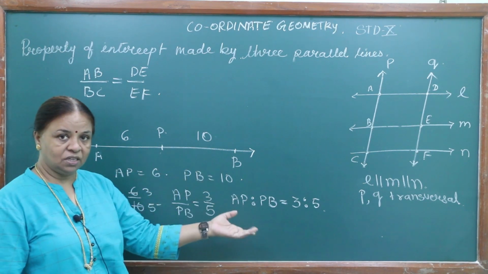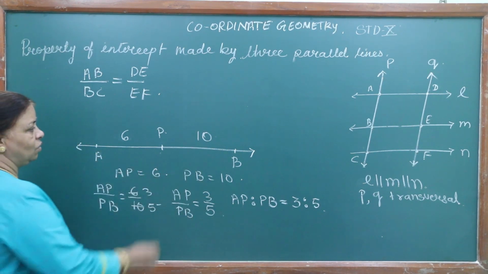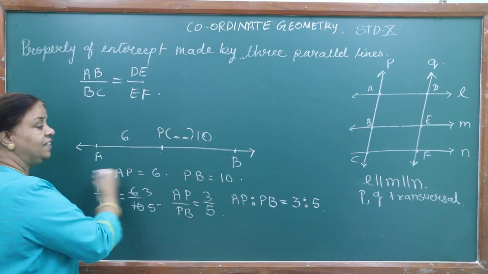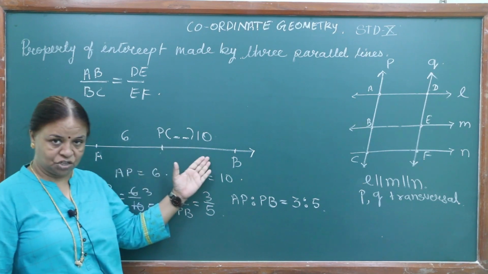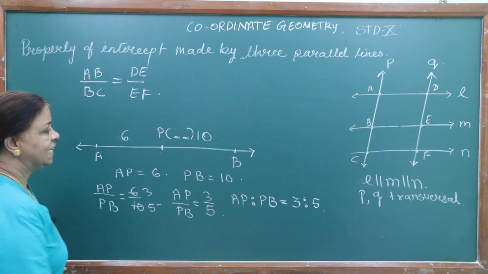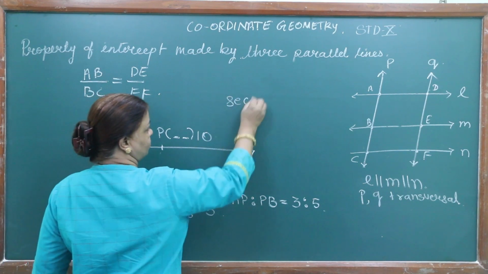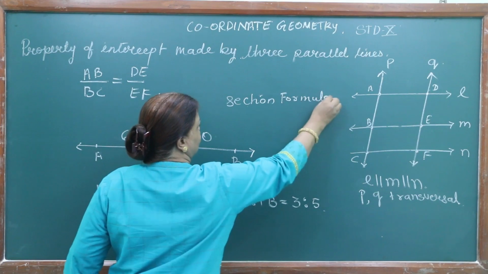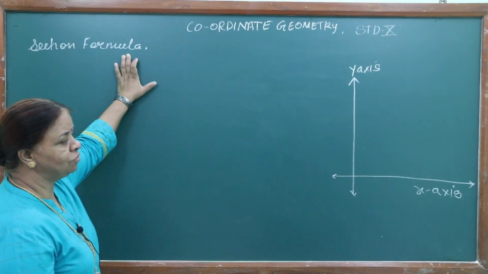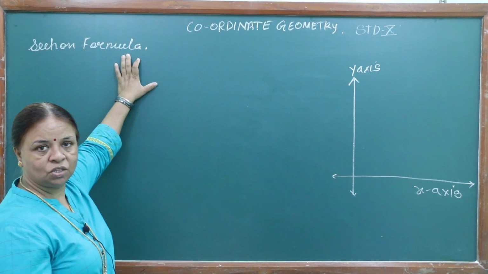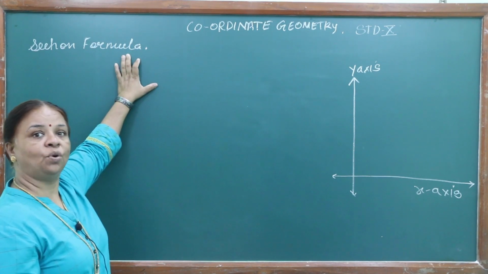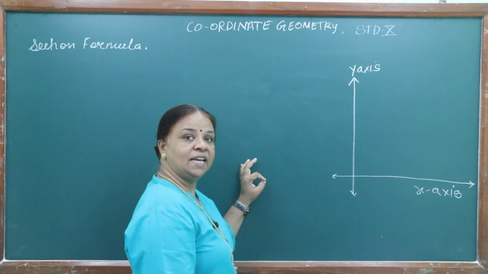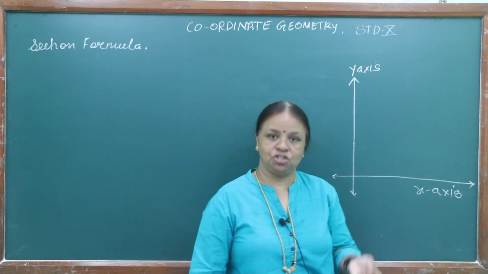Now further we will be learning how to find the coordinate of the point which divides this line in the given ratio, and that we will be doing by the section formula. Children, the section formula will help us find the x coordinate and y coordinate of the point which divides any line segment into a given ratio.